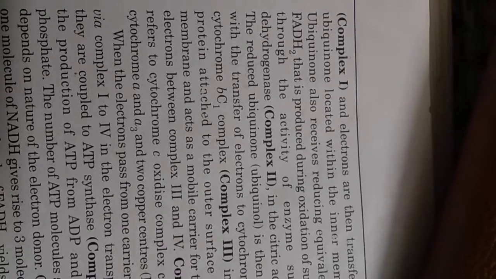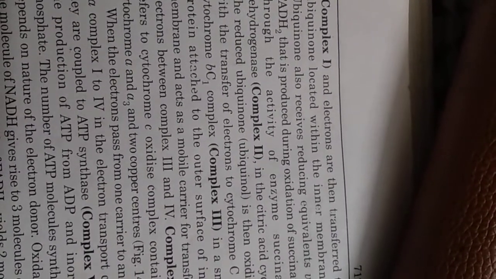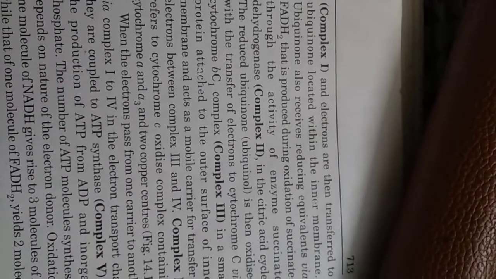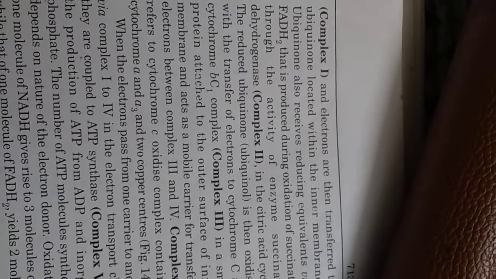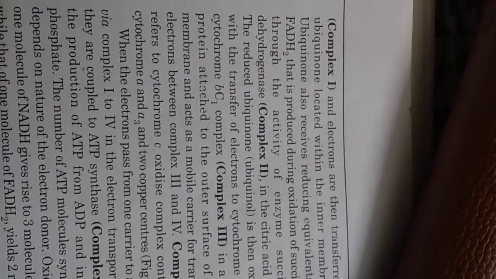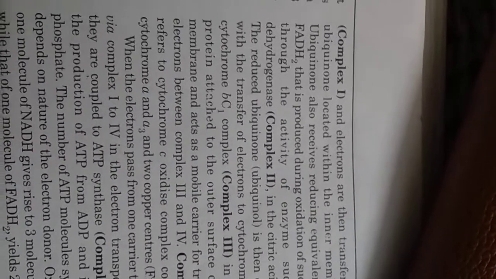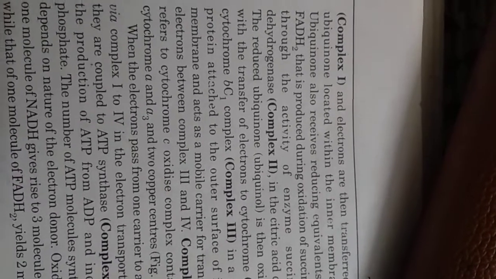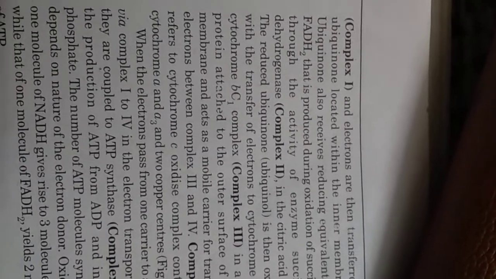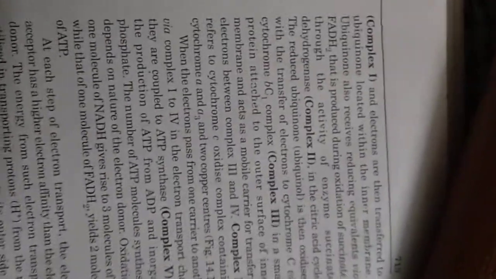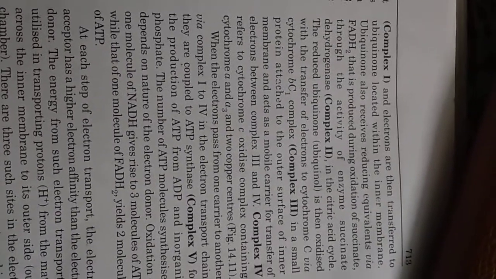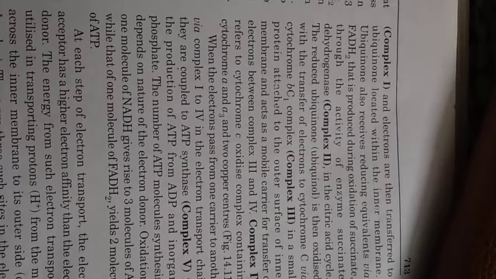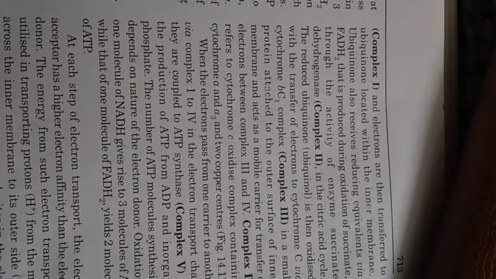So remember, complex 1 is NADH dehydrogenase that helps in the oxidation of NADH2, and complex 2 is another enzyme called succinate dehydrogenase which helps in the oxidation of succinate by the formation of FADH2, and later the electrons pass to the ubiquinone. Now the ubiquinone gets reduced from both sides, receiving electrons from both. This reduced ubiquinone is now oxidized. How? It transfers the electron to cytochrome C, but not directly, but through cytochrome BC1.